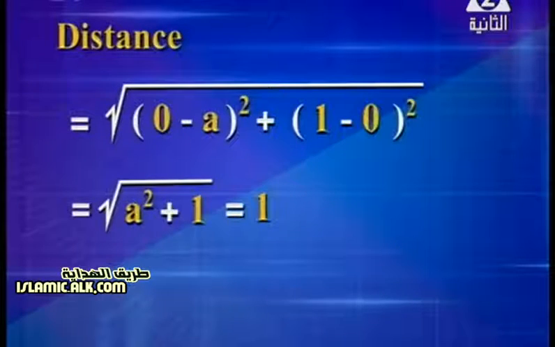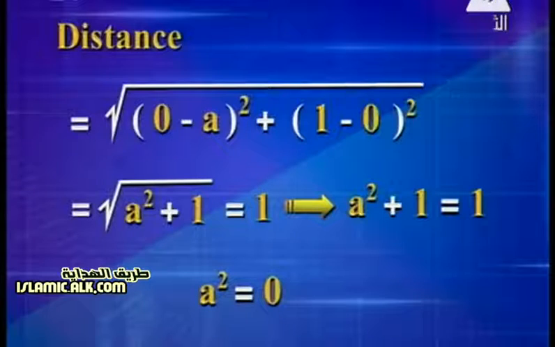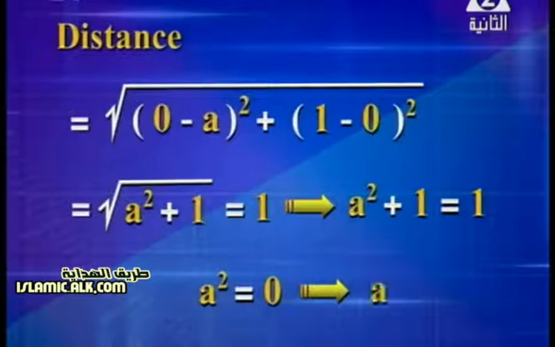This will lead us, by squaring both sides, to find that A to the power of 2 plus 1 equals 1. Then A to the power of 2 equals 1 minus 1 equals 0. By taking the square root of both sides, you are going to find that A equals 0.